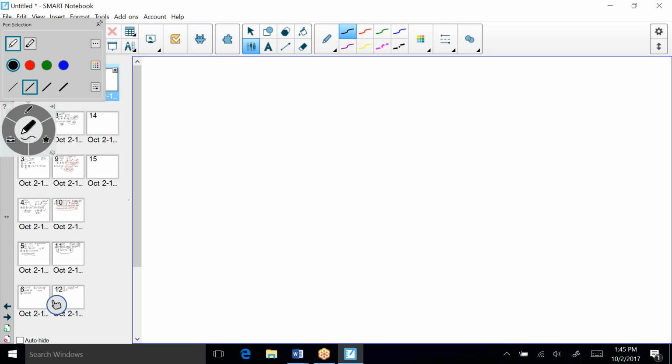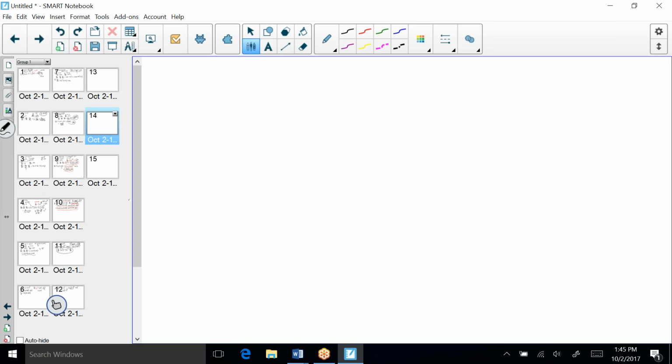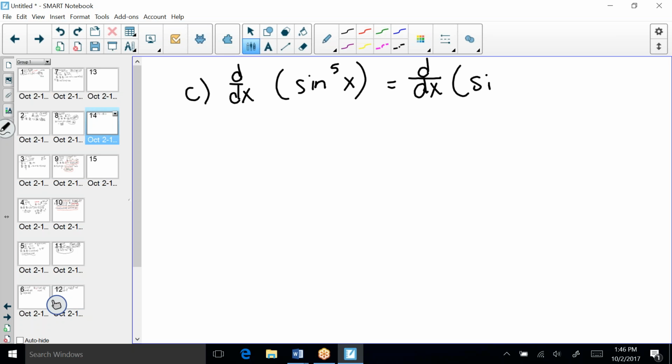All right, let's look at example C. So d/dx of sine to the 5th power x. The important thing for this one is just to realize sine to the 5th power of x is the same thing as the sine of x to the 5th power.